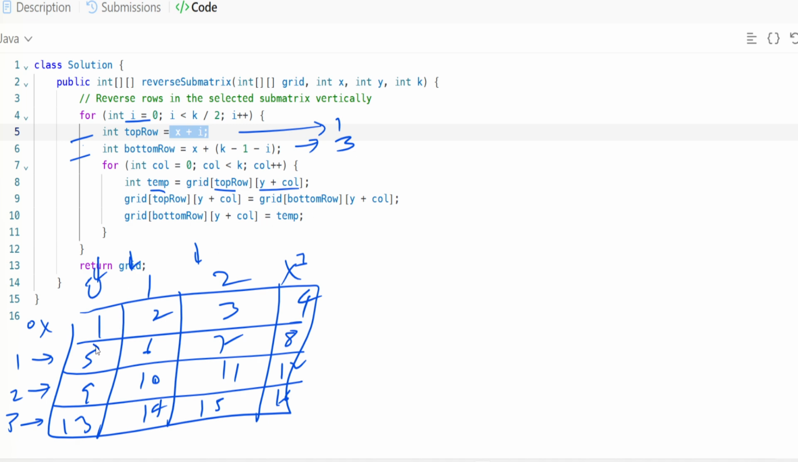We are talking about this one. Similarly, we'll get the bottom row, y plus column, meaning this value, and this value will be swapped with that value. Similarly, this loop will keep continuing: first column will be done, then we'll move to the next column, and this value will be replaced by this value, and this value by that value. Like that we will do, and finally we'll return the grid.